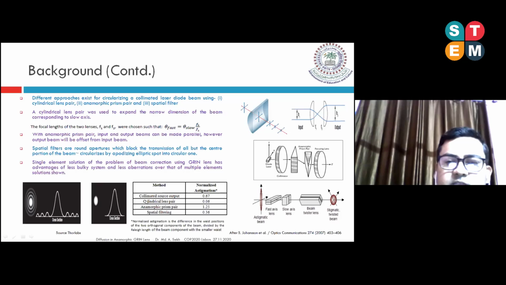If you see this table, there are methods which can give different types of normalized astigmatism. In this way, you may use the cylindrical lens with better results. But the main disadvantage of these is that they are multi-element solutions, and a multi-element solution makes the system bulkier, and handling of the instrument may also be a little bit complicated.